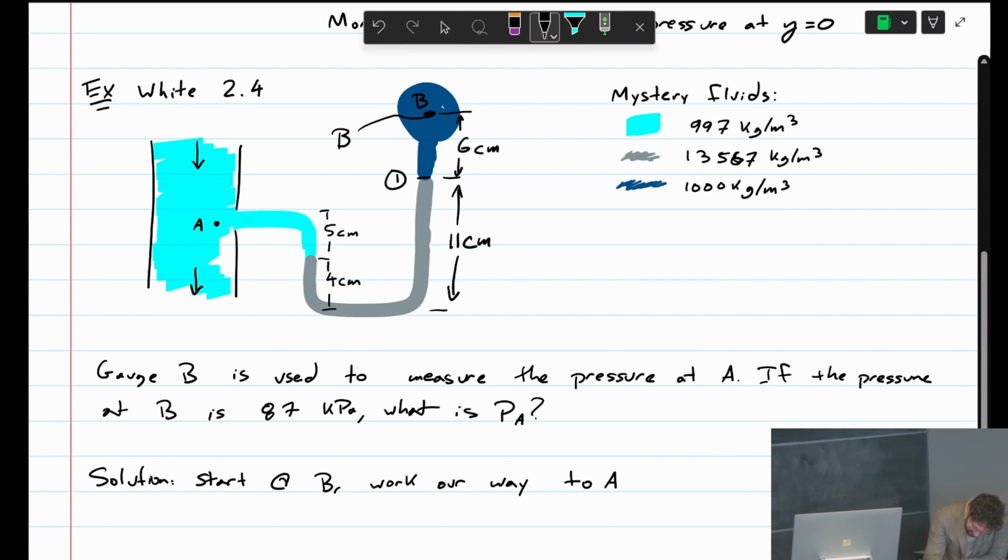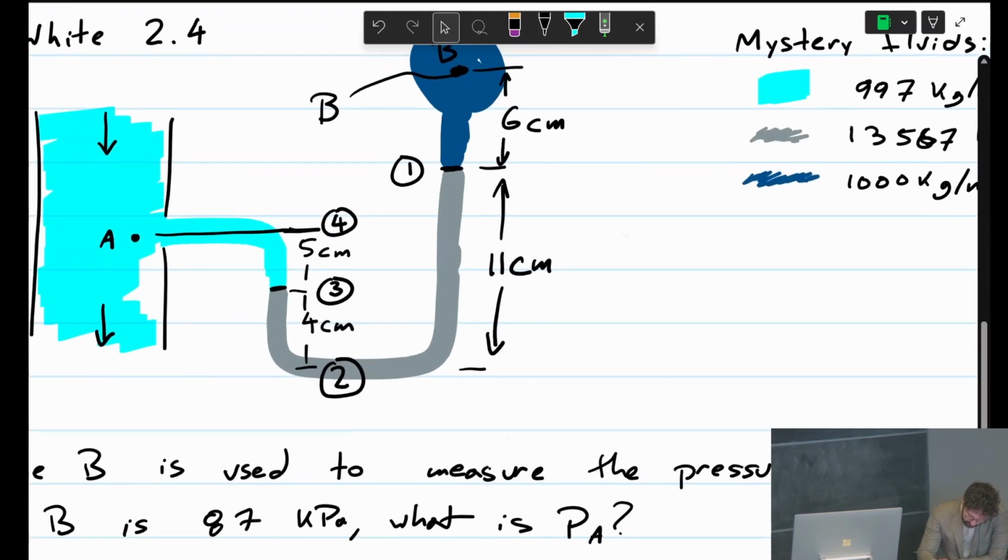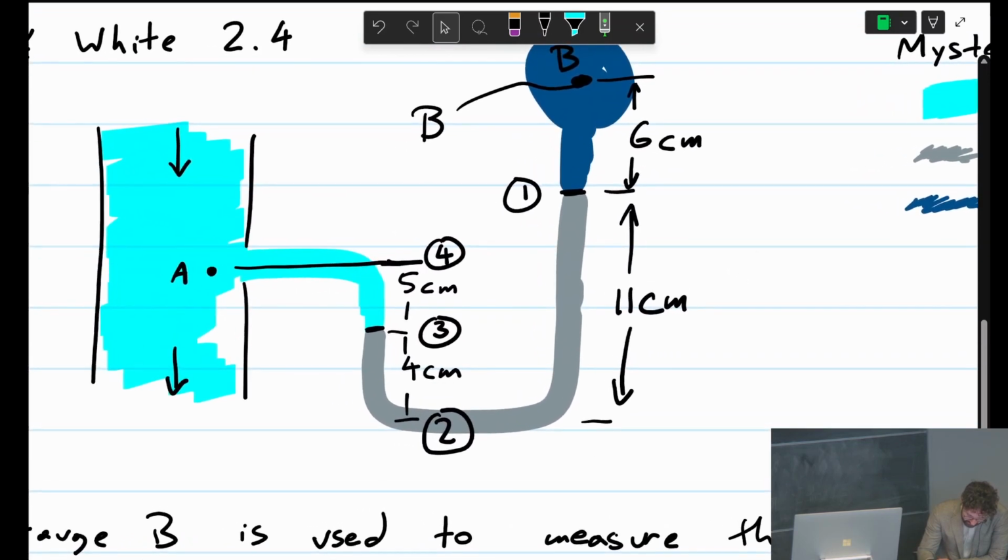Point 1 will be this dark blue gray interface. Say point 2 is there. Point 3 is there. Point 4 is, that point 4 is actually in line with the plate. Let me zoom in just so you can see clearly what these points are.